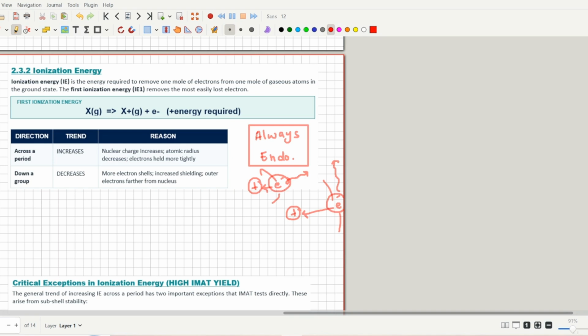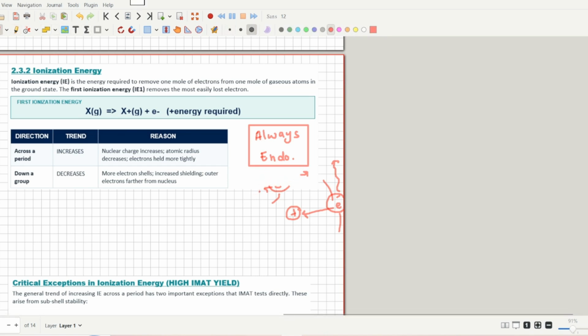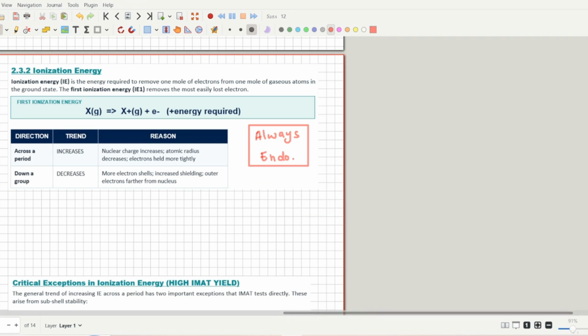You will need more energy to remove this electron, and less energy to remove this electron. So in the first case, in which the atomic radius is small, you will need high ionization energy, and in the case in which the electron is far away and the size is large, you will need low ionization energy. When you move across a period, atomic size decreases. When atomic size decreases, ionization energy increases, and when you move down a group, the atomic size increases. When atomic size increases, the electron goes away from the nucleus and you will need less ionization energy. So across a period, ionization energy increases, and down the group, ionization energy decreases.